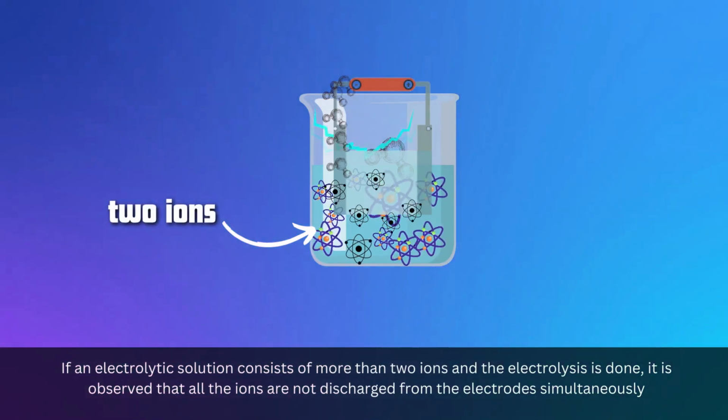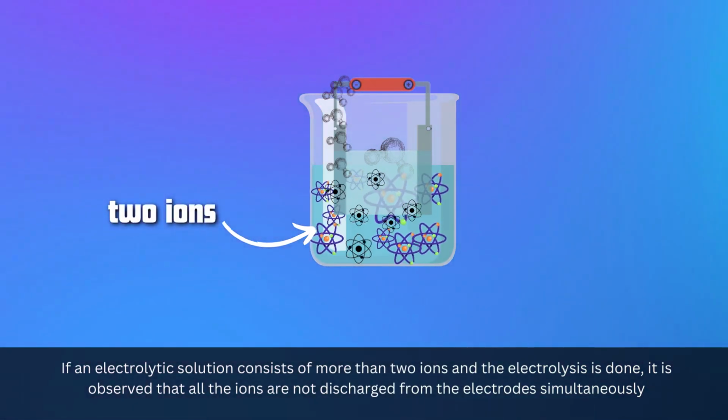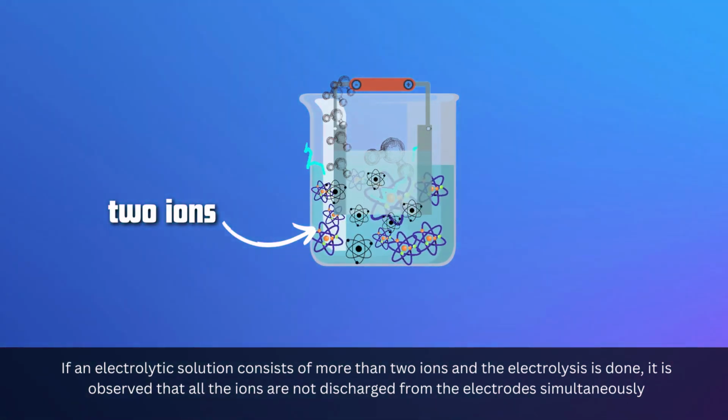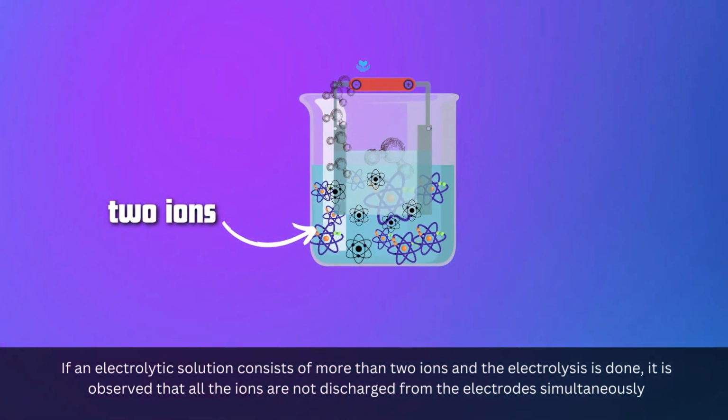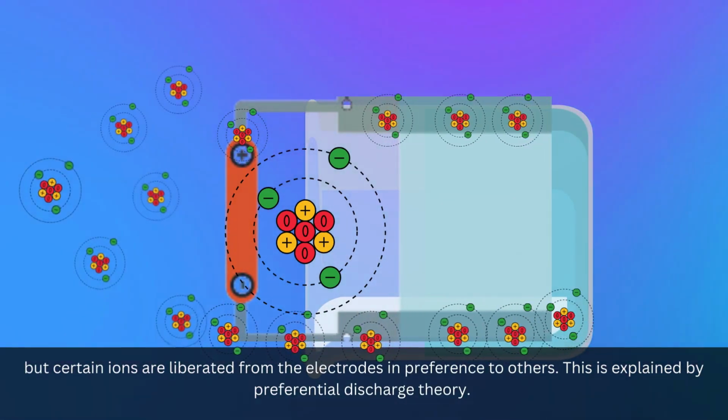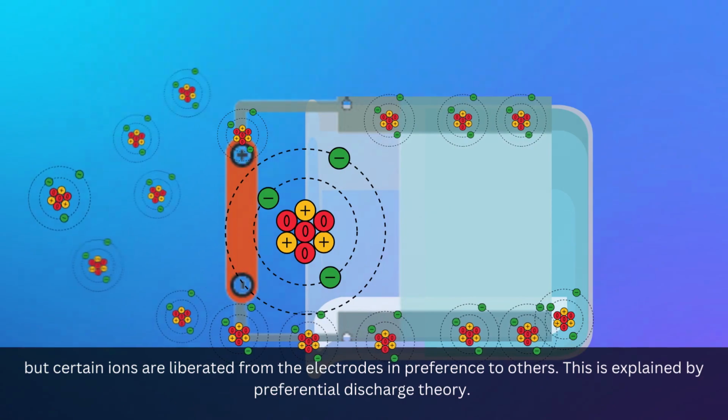If an electrolytic solution consists of more than two ions and the electrolysis is done, it is observed that all the ions are not discharged from the electrodes simultaneously, but certain ions are liberated from the electrodes in preference to others. This is explained by the preferential discharge theory.